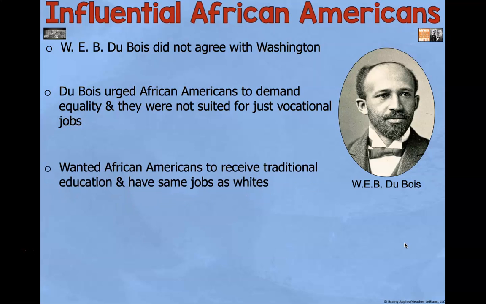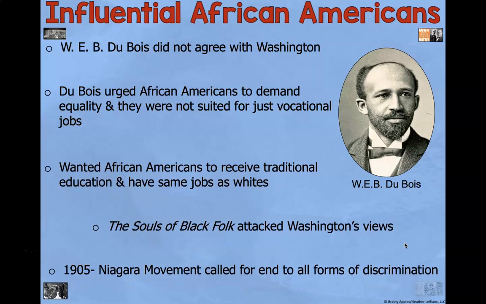Now, someone who was also notable, however, he did not agree with Booker T. Washington, was W.E.B. Du Bois. So Du Bois urged African Americans to demand equality, and he believed that they were not just suited for vocational jobs, which I agree with that. If you want to be a lawyer, go be a lawyer. It doesn't mean that you have to be a mechanic, okay?